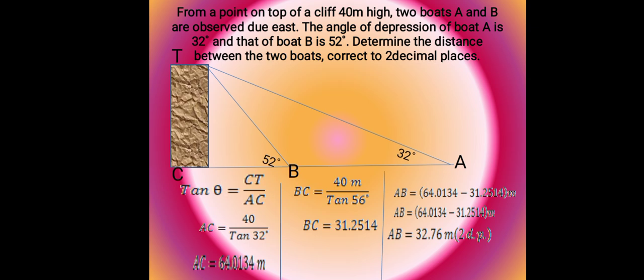From a point on top of a cliff 40 meters high, two boats A and B are observed due east. The angle of depression of the boat A is 32, and that of B is 52. Determine the distance between the two boats correct to two decimal places. Now that's self-explanatory. You can use the tan rule all through. Try to appreciate all that and embrace them in your mind.